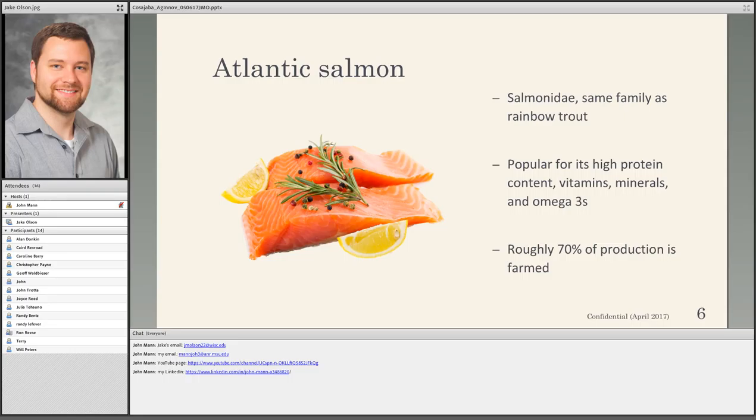Looking into Atlantic salmon a little bit, salmon are in the same family as rainbow trout. It's a very popular food, touted for lots of health benefits. And roughly 70% of Atlantic salmon production is currently farmed.